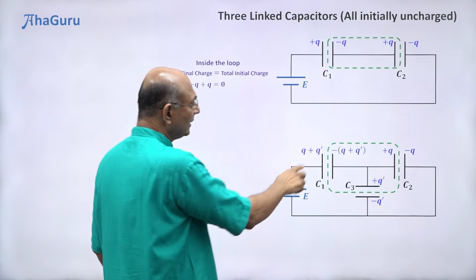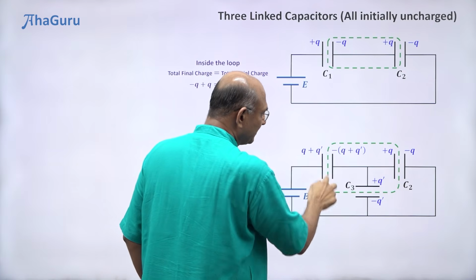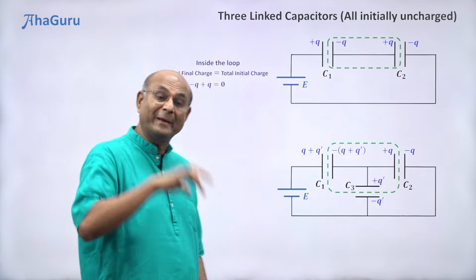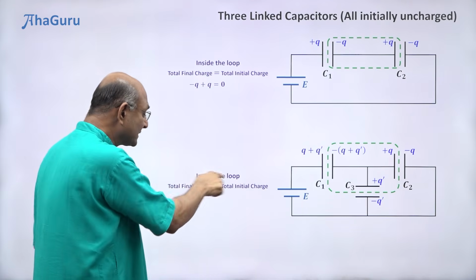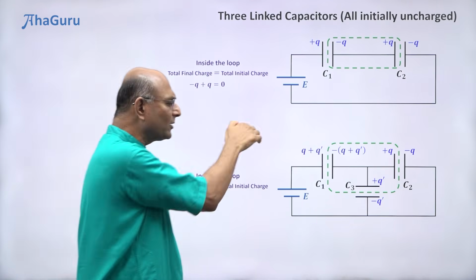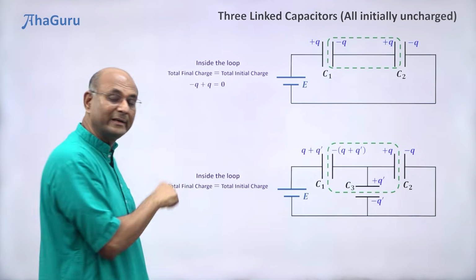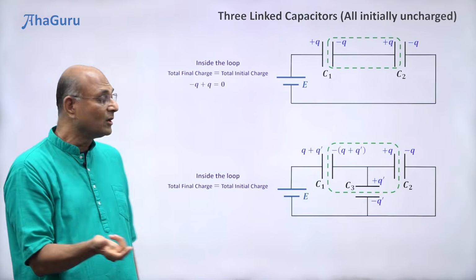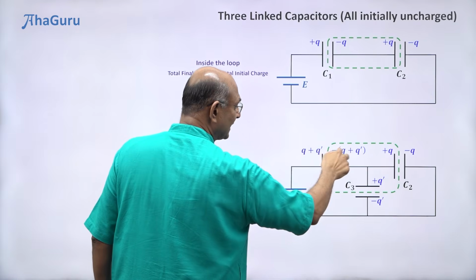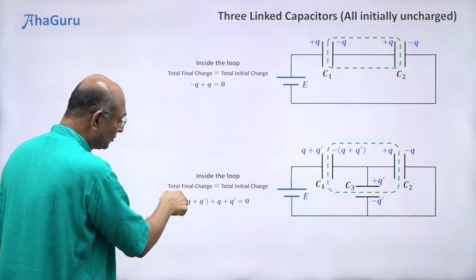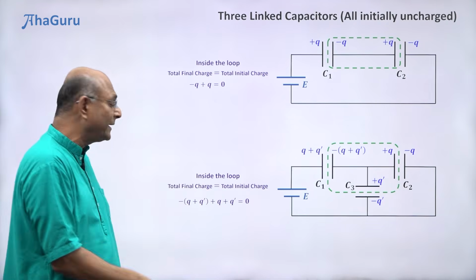What about here? Here also initially it was uncharged capacitors, right? Remember that. So this plate had 0, this plate had 0, this plate had 0 in the beginning. So total initial charge, 0. But here also inside the loop, there is no way for charge to come in or go out. Charge is conserved. So total final charge must be equal to total initial charge. What is total initial charge? 0. What about total final charge? This charge plus that charge plus that charge. So minus of Q plus Q dash plus Q plus Q dash. Clearly everything cancels out. You see that it's going to be 0.